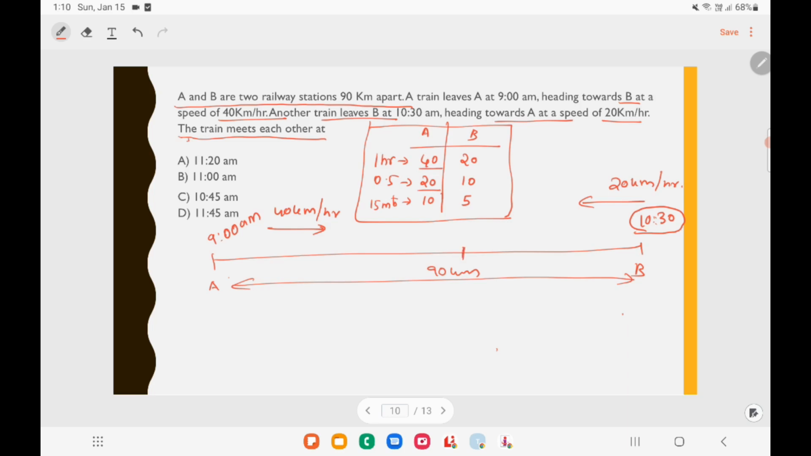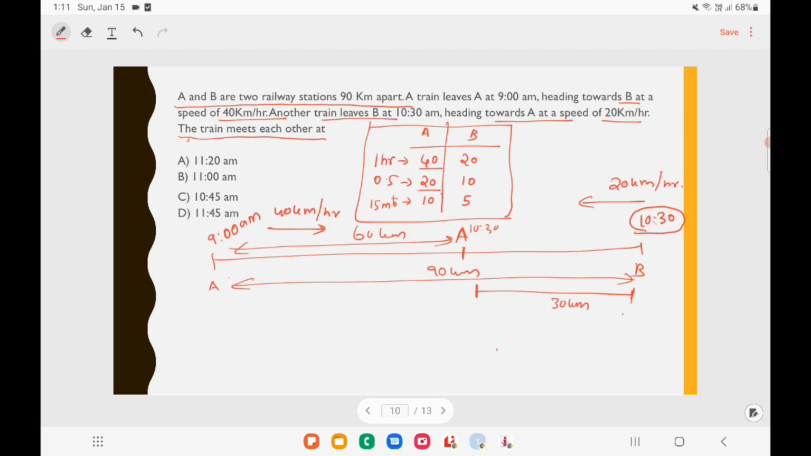So train A will be somewhere here, that is, this is 60 km. It traveled 60 km, so the balance is 30. That means at 10:30 a.m. there will be 30 kilometers between trains from A and B.